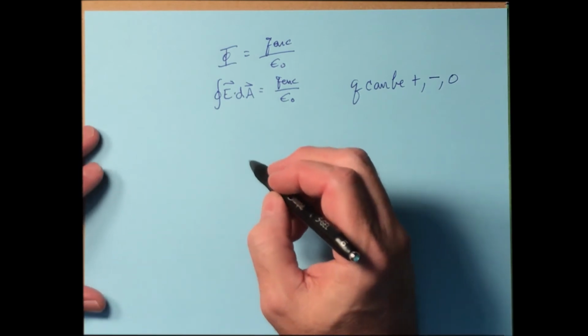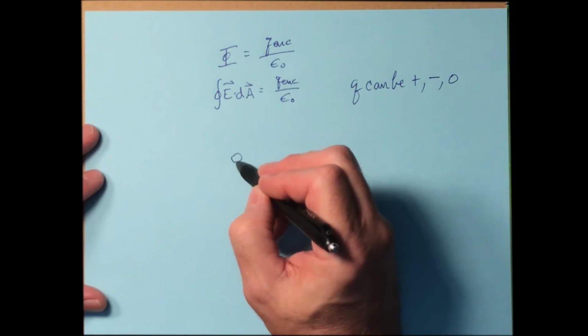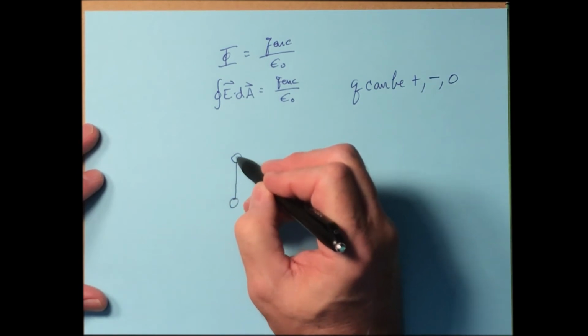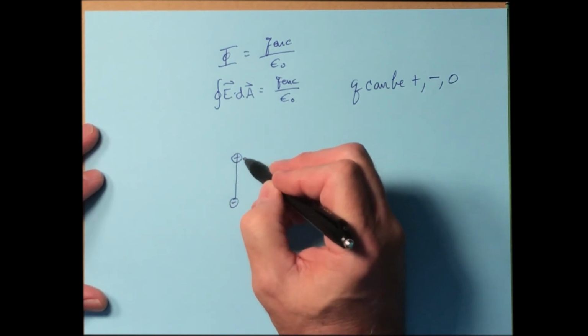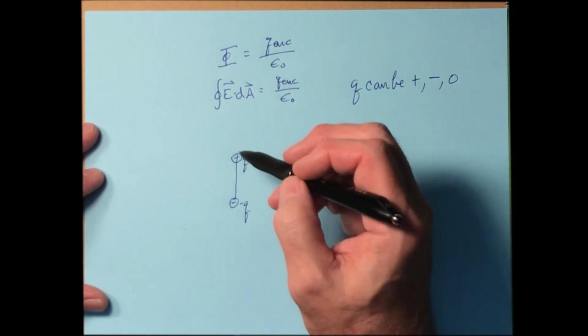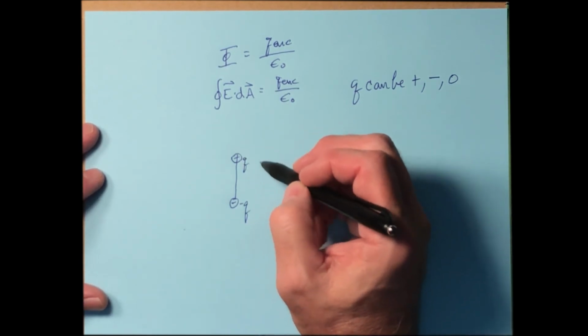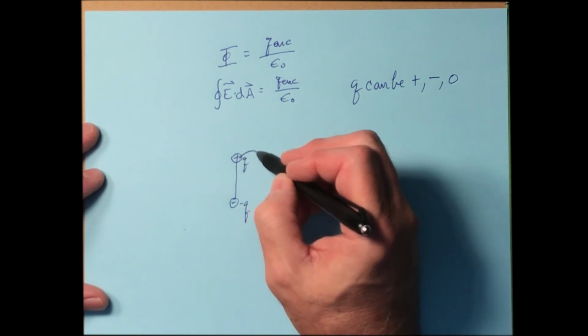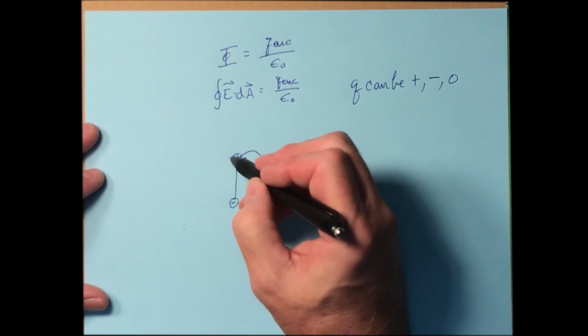So let me quiz you a little bit then. Let's say that we have a dipole here. We've got plus Q, minus Q. And the electric field lines for such a dipole are going to look something like this.